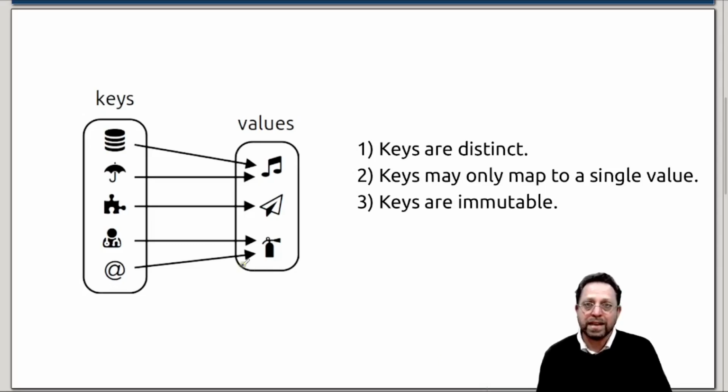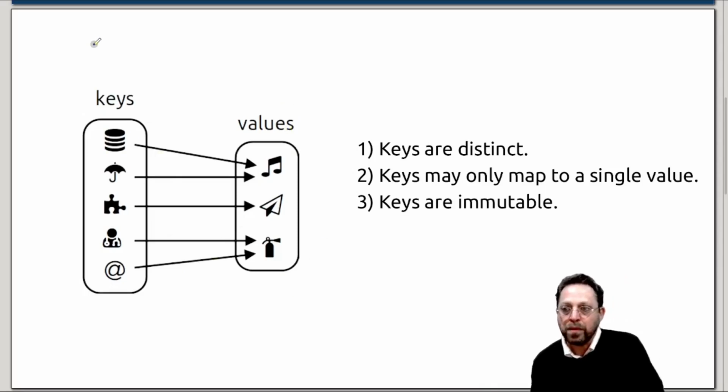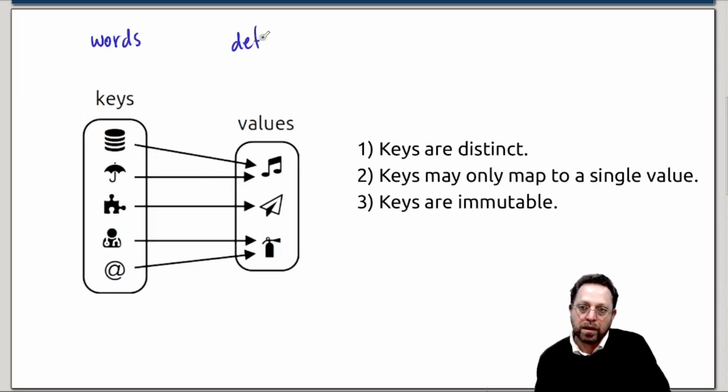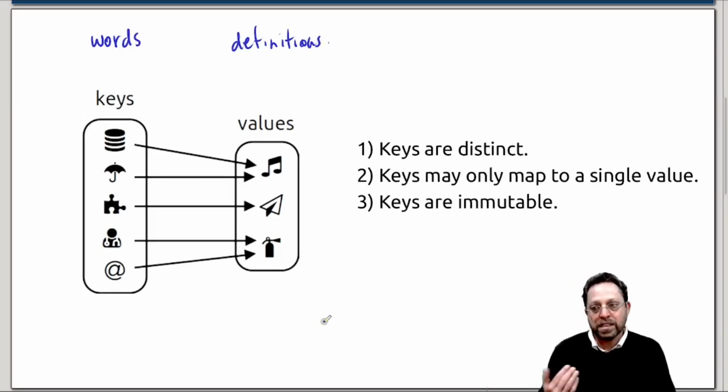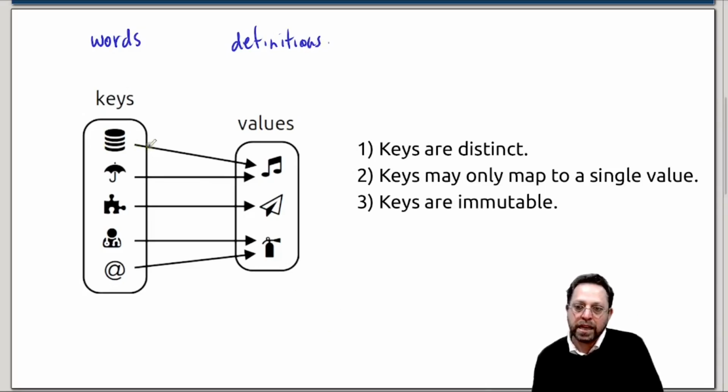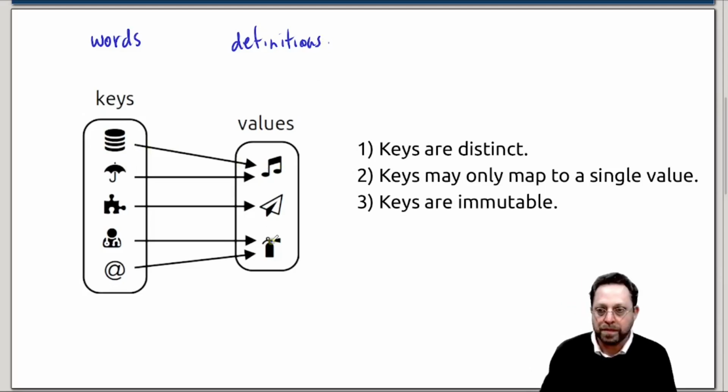The dictionary data type consists of a set of keys and a set of values. And in our example, the keys would be the words and the values would be their definitions. And it provides a relationship that maps each key to its respective value.